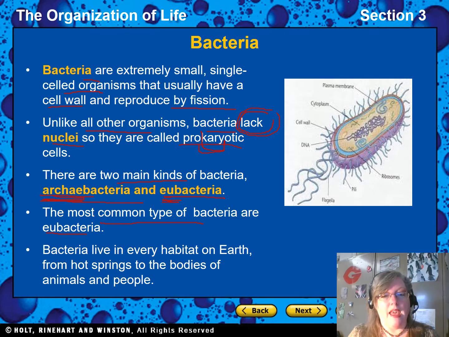They live in every habitat on Earth, from hot springs to the bodies of animals and people. Now, think about what hot springs are, with the sulfur and the smoke and the intense heat. Which of those two types of bacteria do you think you might find in a hot spring, the Archaebacteria or the Eubacteria? Well, with sulfur and smoke and bubbling goo, probably the Archaebacteria, and they do.